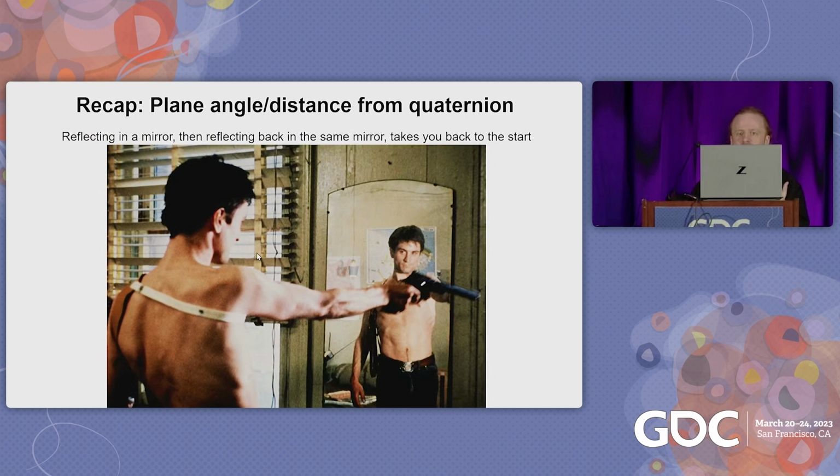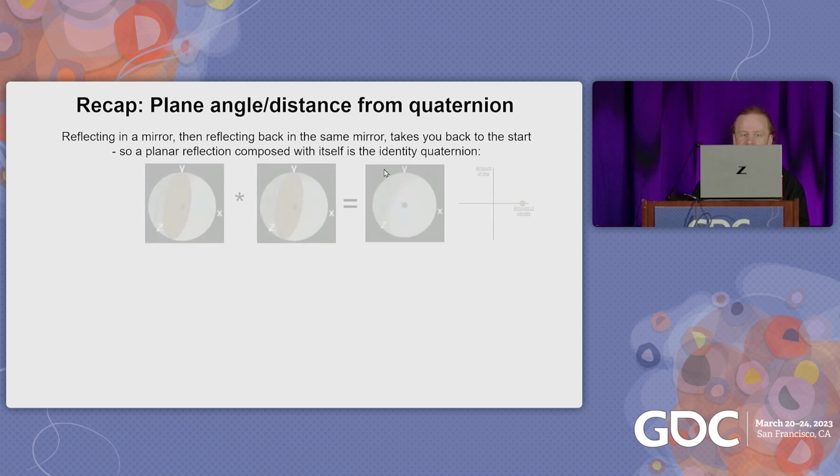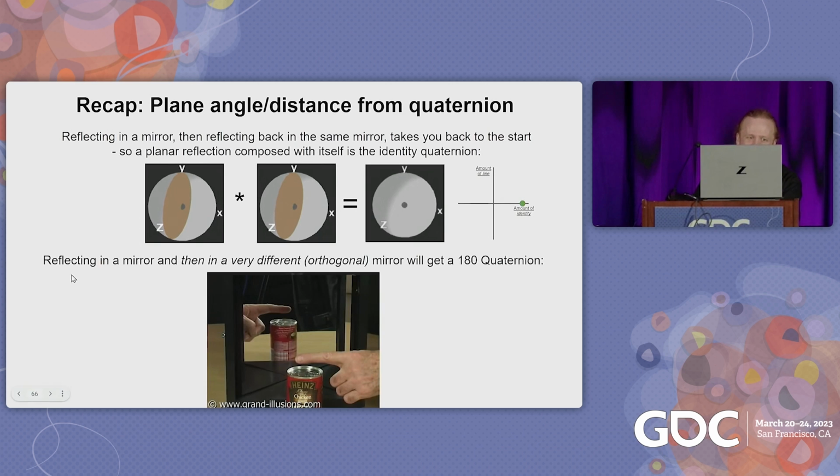If we reflect in a mirror and then reflect back in the same mirror, that takes you back to the start. So if we've got Robert De Niro here, that's Robert De Niro's reflection. And if we reflect Robert De Niro's reflection, we get back to Robert De Niro. Robert De Niro's relationship with Robert De Niro is the identity transform. Therefore, a planar reflection composed with itself is the identity quaternion, right? Planes, for this reason, we sort of say they square to 1. So the identity quaternion, there's no axis to speak of, but we've got a lot of identity in there. It's got W equal to 1 or something else, but not W equal to 0 anyway, and nothing else.